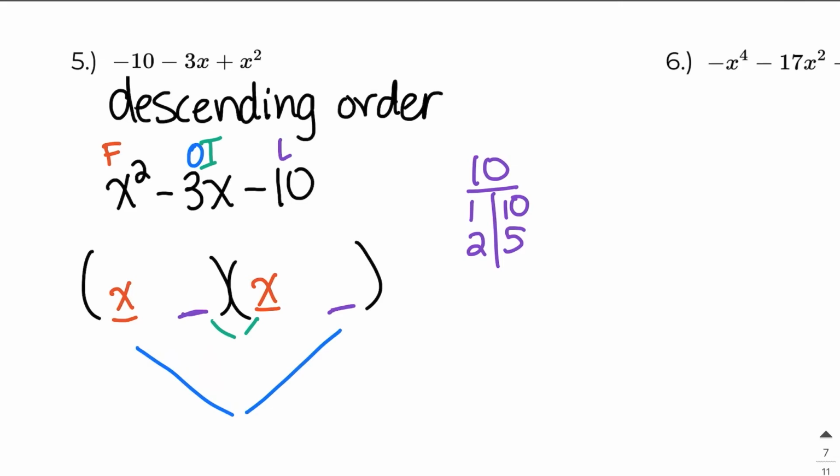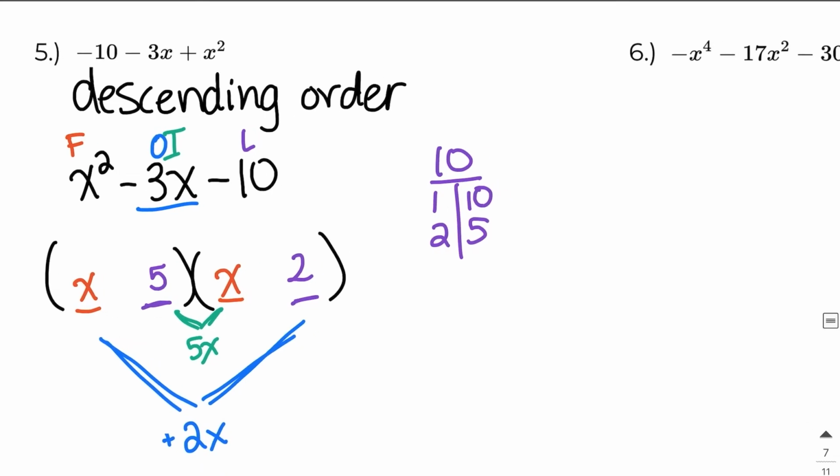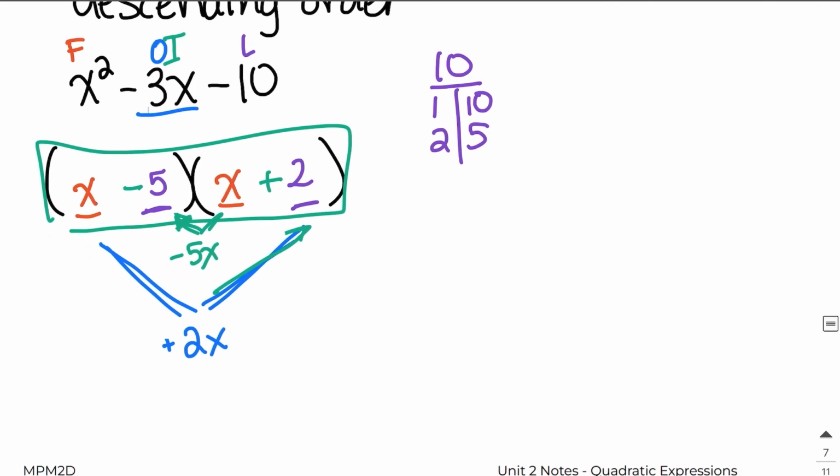So if I place a 5 here and a 2 here, my outside x times 2 is 2x. My inside 5 times x is 5x. And I'm trying to get a negative 3x from these two values, which I can get if the 2x is positive and the 5x is negative. So that means that this right here would be a minus 5, this right here would be a plus 2, and this is my final answer. Again, if you say x plus 2 times x minus 5, that also works.